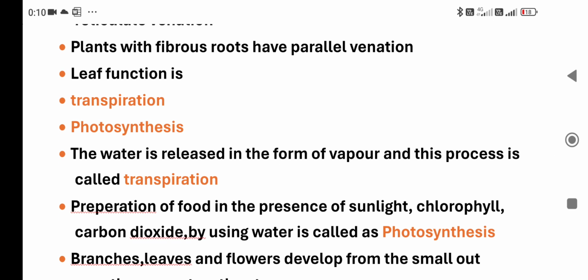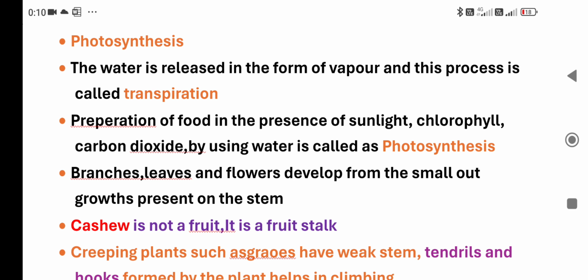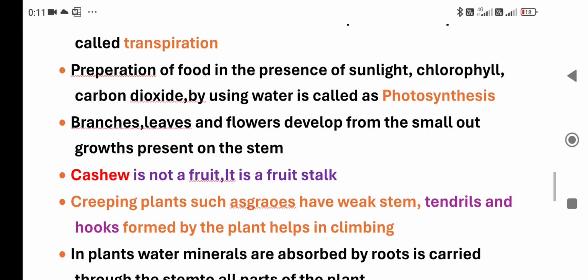So first of all, what is transpiration? The water is released in the form of vapor from the plant, and this process is called transpiration. The excess water from the plant is released in the form of vapors. So the releasing of water in the form of vapor is known as the transpiration process. So next is photosynthesis. Preparation of food in the presence of sunlight, chlorophyll, carbon dioxide by using water is called photosynthesis. Yes, you people know that.